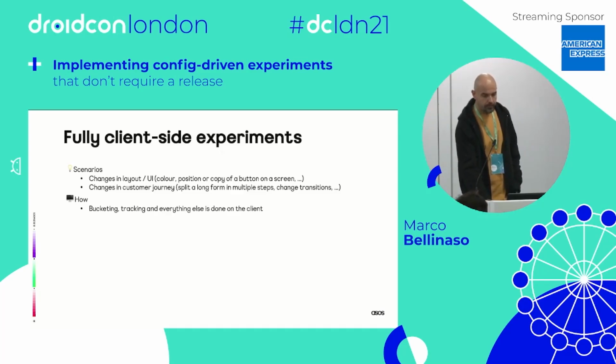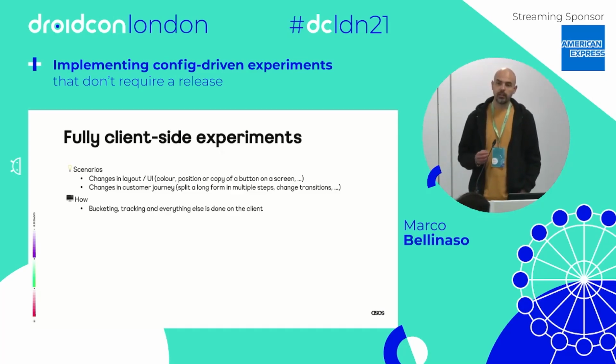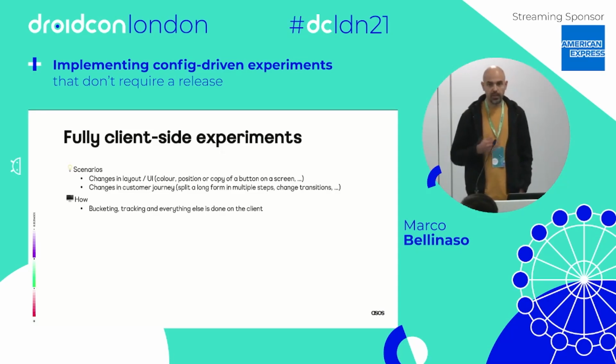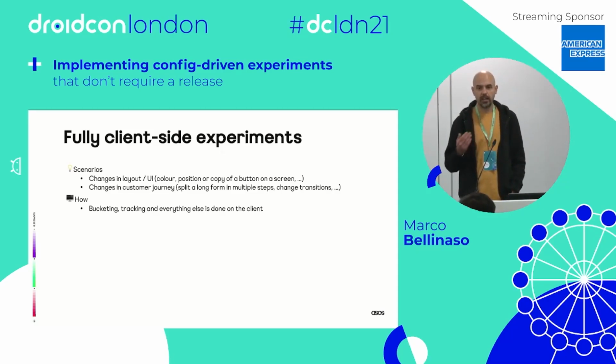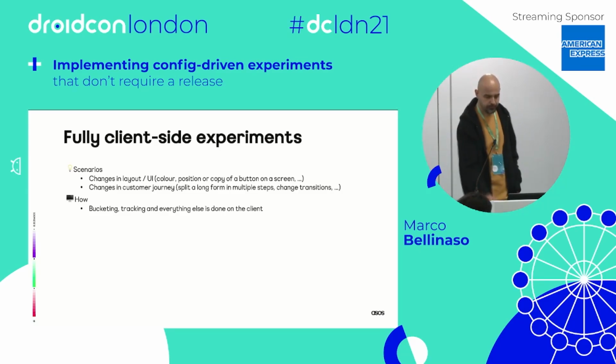The way you do this is that everything really is done on the client side. You do the bucketing, which is the action of splitting the users into different groups and assigning them to a variant. And you implement a change for the different variants. You do the tracking of events that you need to measure the success. And everything else, you do on the client.